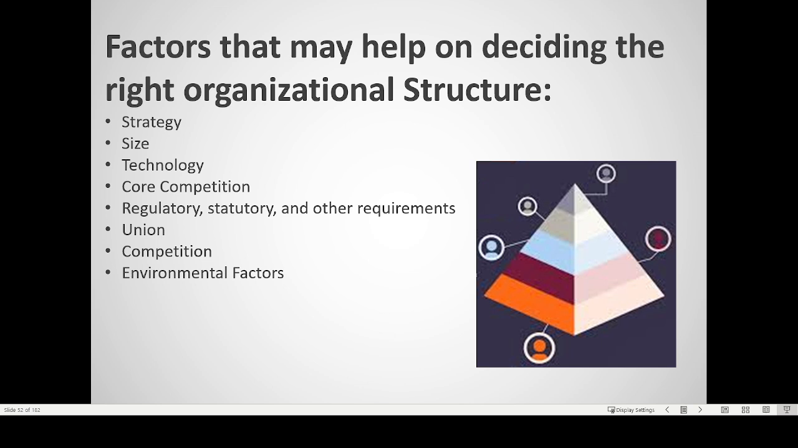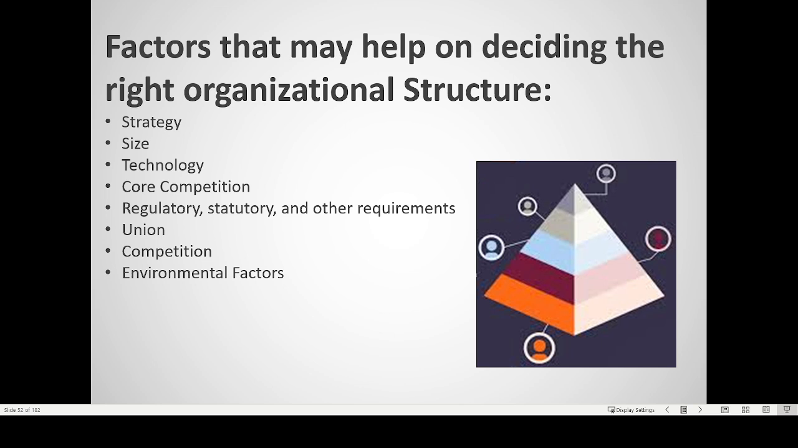Now let's have a small discussion or explanation of factors that may help in deciding the right organizational structure. To decide the right organizational structure, you must be very aware of the organization and its content in addition to its environment. You should be expert or very aware of the content of the organization. Based on this content, you can decide which organization structure you can start with.